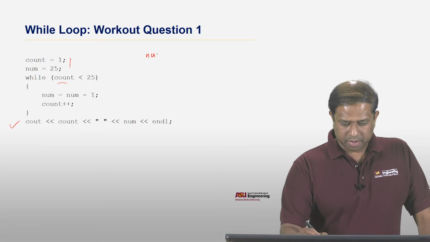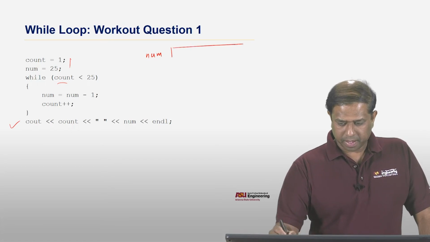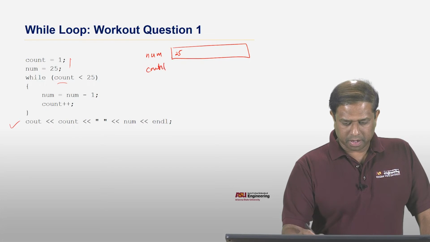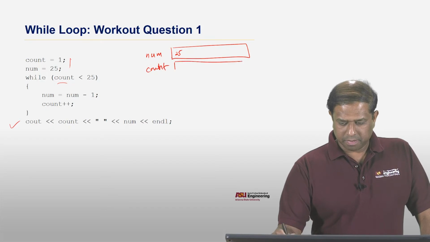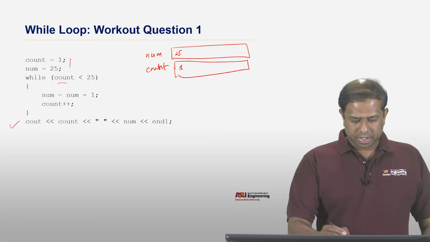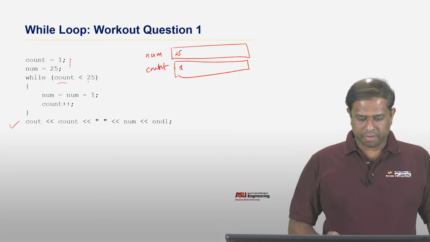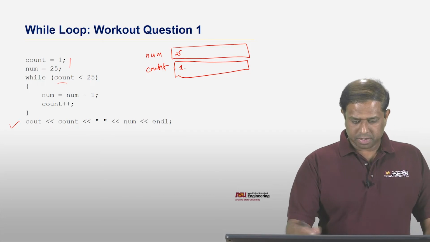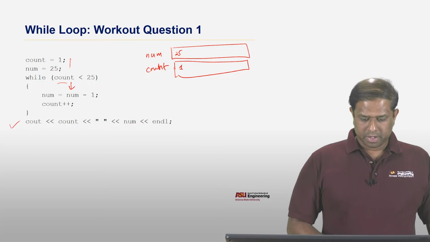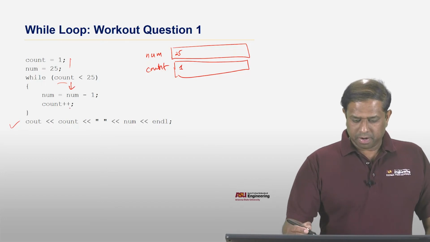So in order for us to trace this example, what we can do is have a memory assigned for num. Initially its value is 25, and then we have the count. That value is going to be 1, right? And now we are going to check whether count is less than 25. Count is 1, so that is less than 25. So then we go inside the loop and deduct 1 from num.